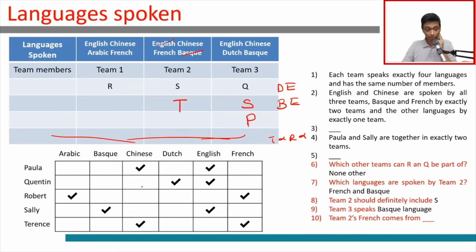Sally brings Basque and English. Terence brings Chinese and French. And so SNT will be there. SNT account for all 4 languages. We need a 3rd person, but we don't. We need to have a 3rd person on the team. But the 3rd person should not bring a new language. Should be bringing some 2 out of English, Chinese, French, and Basque.